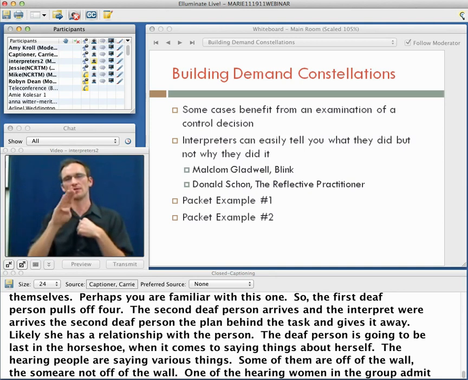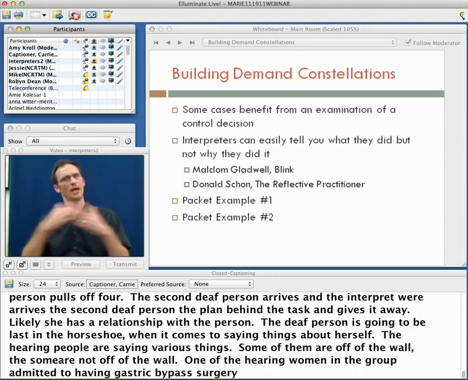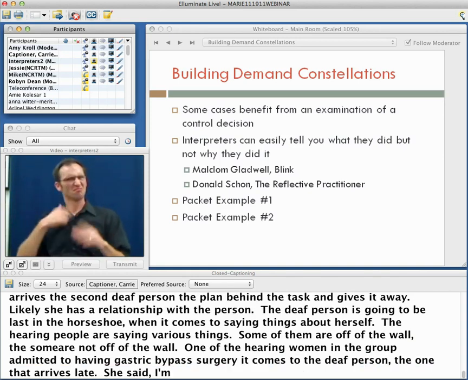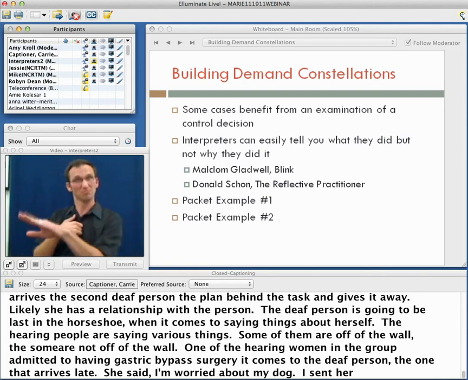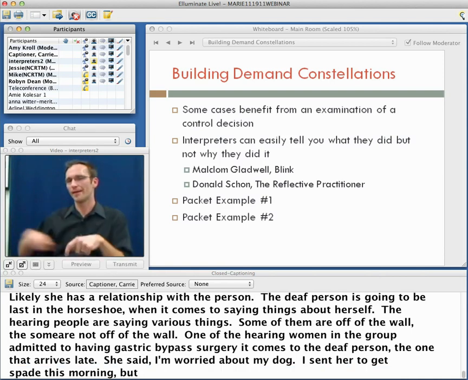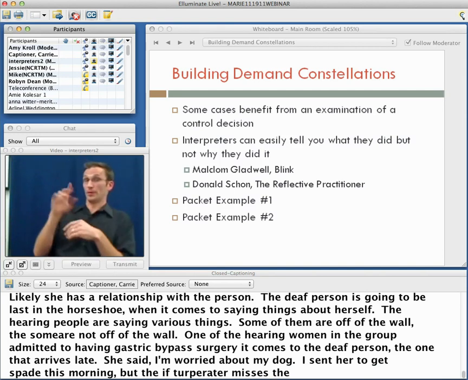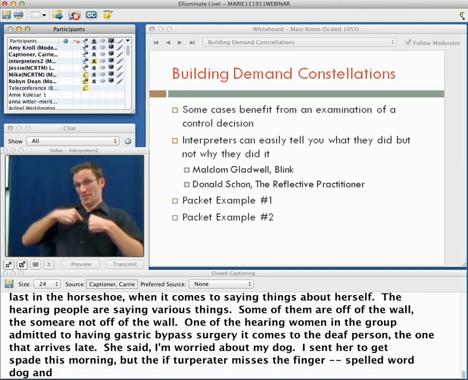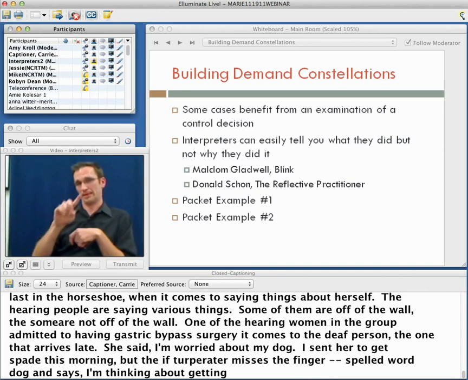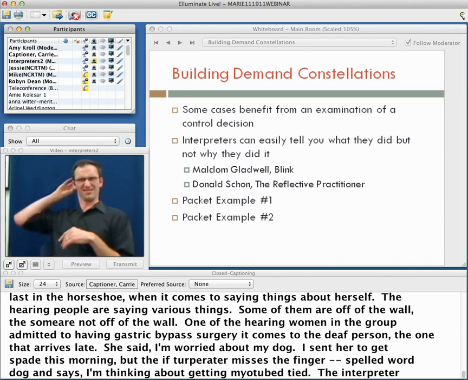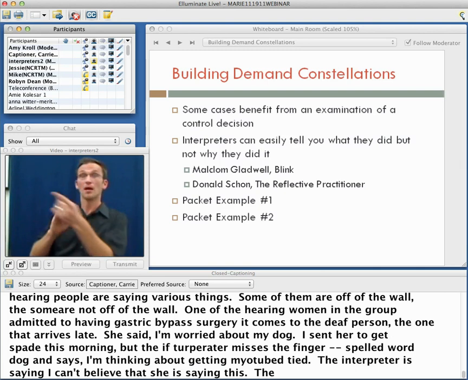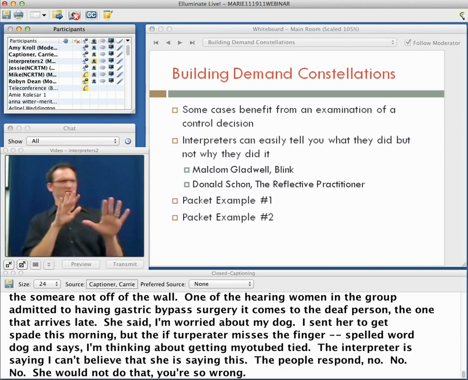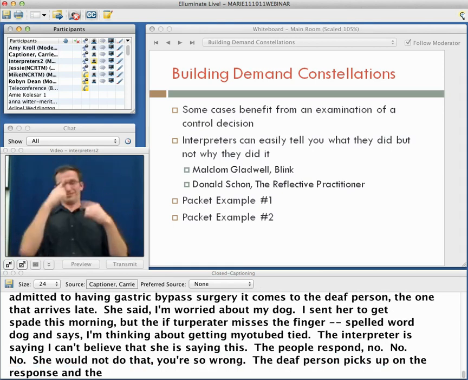It comes to the deaf person, the one who arrived late, and she says in ASL, "I'm worried about my dog. I sent her to get spayed this morning." But the interpreter misses the finger-spelled word dog and voices, "I'm thinking about getting my tubes tied." At the same time, the interpreter is thinking, I can't believe she's saying this in front of these people. The hearing people all respond to this young deaf woman with, "No, no, no, you shouldn't do that. You are so young." The deaf person picks up on the response and the comments of the hearing people and asks the interpreter, "What did you say?"